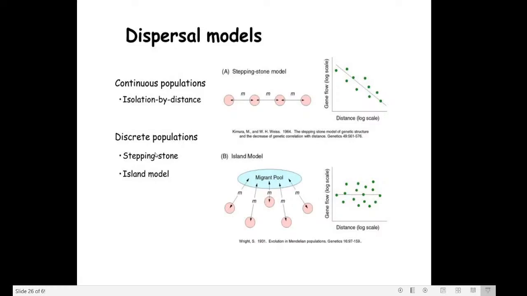This is a discrete one. They are separated, right? And in the island model, individuals move from one place to another place. Okay, this is the bar line. They move from one place to another with a particular distance. This is the discrete population. Discrete population means the stepping stone and island model. In the continuous population, they have isolation by distance, with some same distance maintained. They are not separated as in the island model. They are living in one particular place and they are divided by the distance.